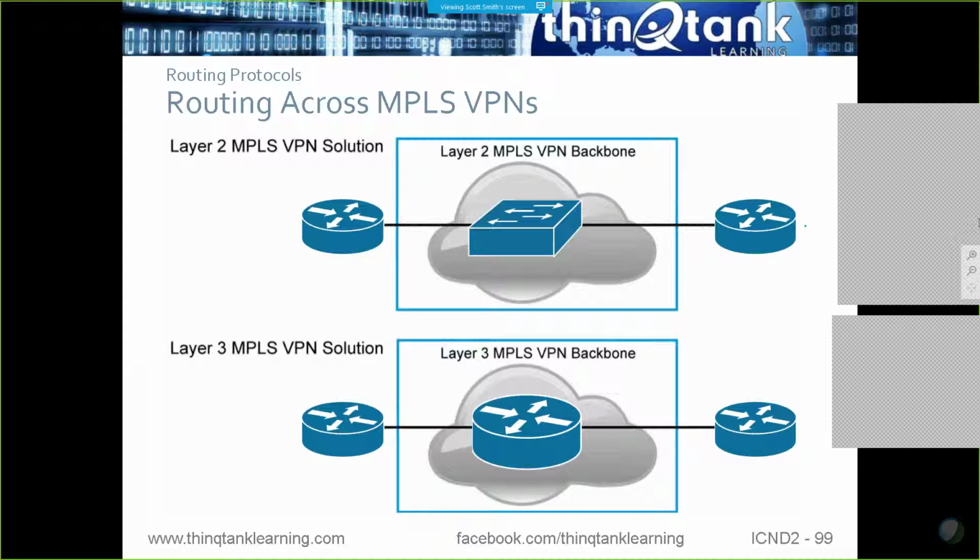So in the case of a layer 2 MPLS VPN, the customer router on the left and the customer router on the right, they look like they're directly connected to each other. Whereas in a layer 3 MPLS VPN solution, the cloud actually is present and it participates in the routing for the customer.